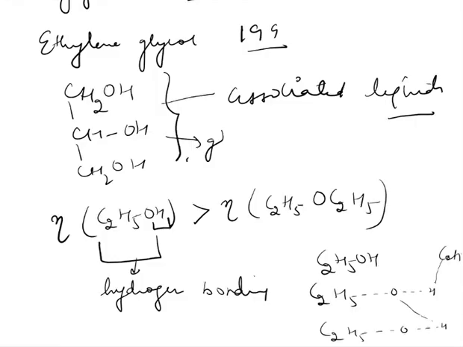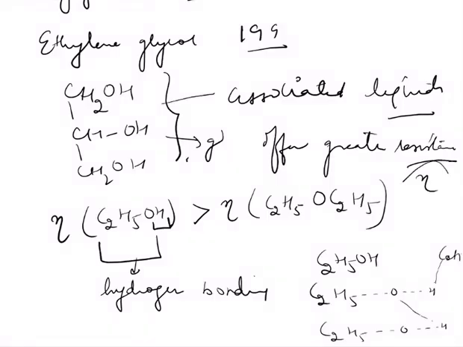Now they'll get associated. So because of these hydroxyl groups, a network of hydrogen bonds is formed between the molecules, which extends throughout the liquid, and they will offer greater resistance, and then the value of eta increases. Okay class, clear? One molecule will get associated with the other molecule of the same kind. I think class, it's clear up to here.